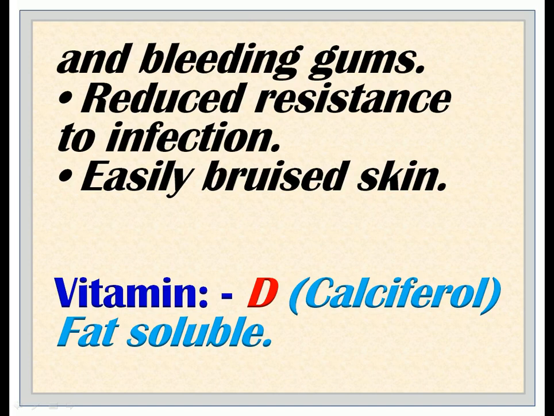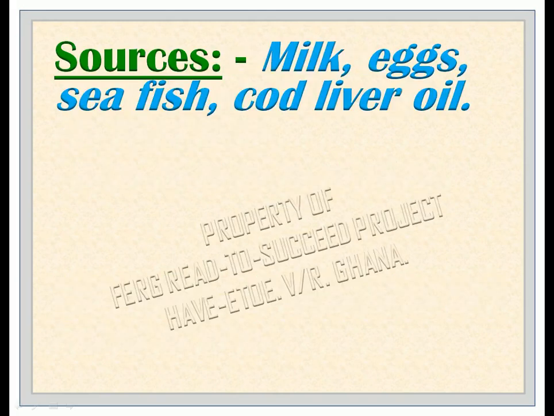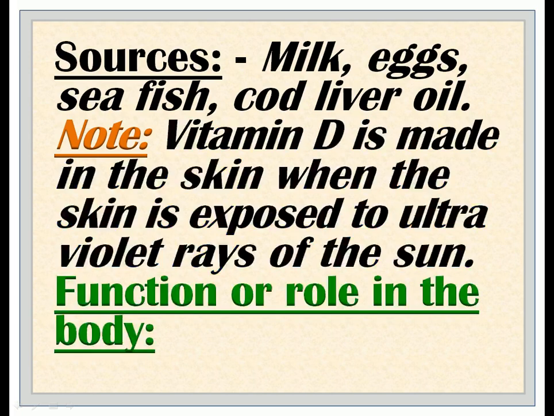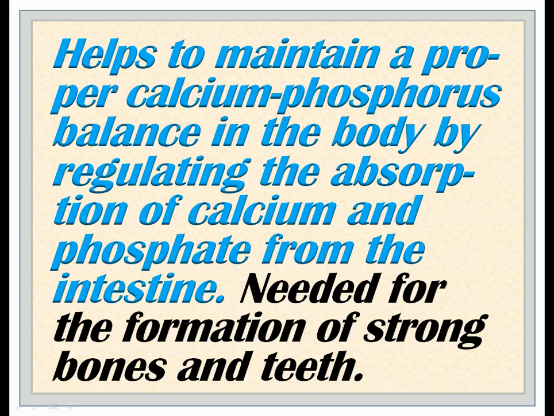Vitamin D, calciferol. Fat-soluble. Sources: milk, eggs, sea fish, cod liver oil. Note: vitamin D is made in the skin when the skin is exposed to ultraviolet rays of the sun. Functional role in the body.